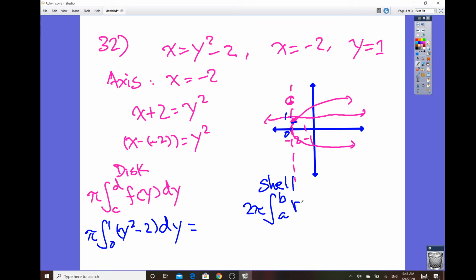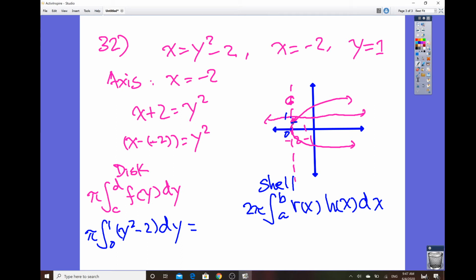Okay, so that one would be r of x times h of x dx. So try to use the cylindrical shell method. For the radius, you want to solve for y in terms of x, because the indicator would be considered parallel to the revolution axis. So instead of using dy, we're using dx for this.